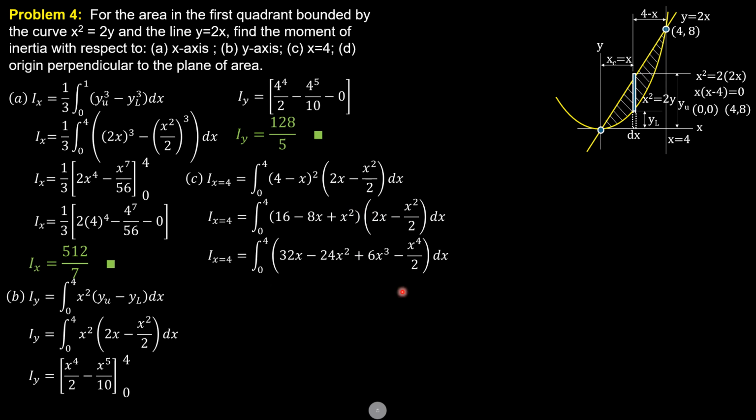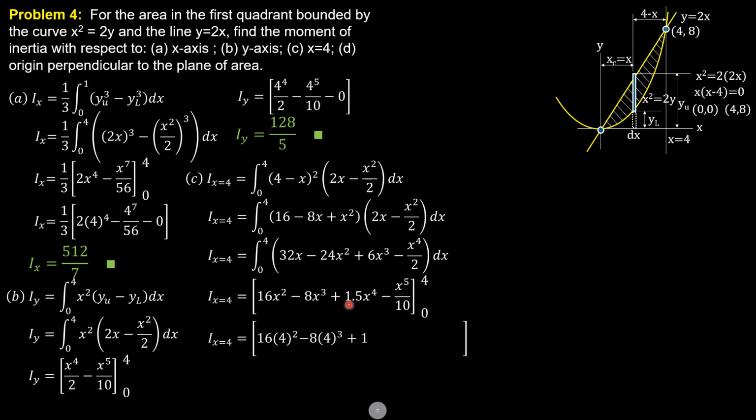So just expand, then simplify. So integrating, we have first term 16x squared, second term negative 8x cubed, third term 1.5x to the fourth, then the last term negative x to the fifth over 10 with limits 0 to 4. So substitute upper limit. So I with respect to x equals 4 equals quantity 16 times 4 squared minus 8 times 4 cubed plus 1.5 times 4 to the fourth minus 4 to the fifth over 10 minus 0. Using your calculator to evaluate the value, that's 128 over 5 also.